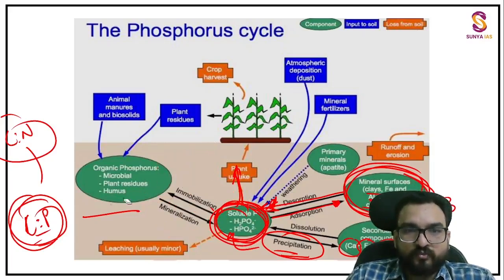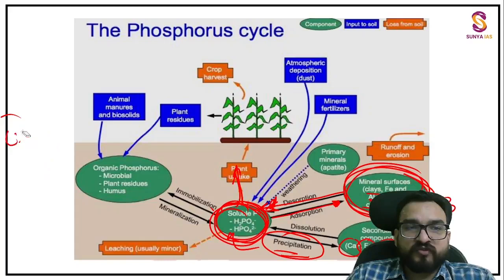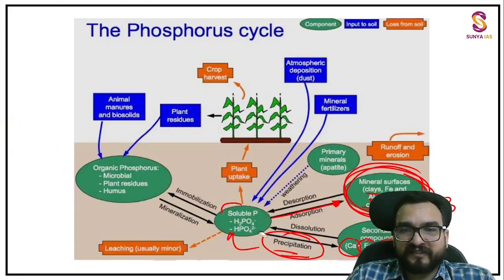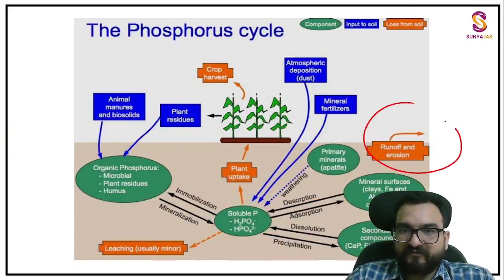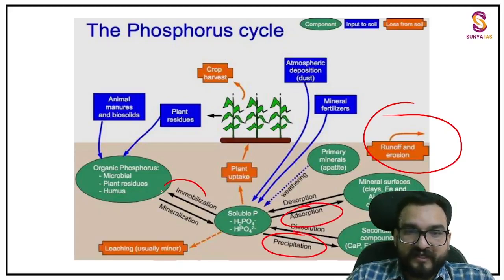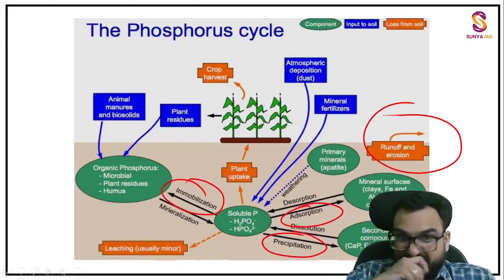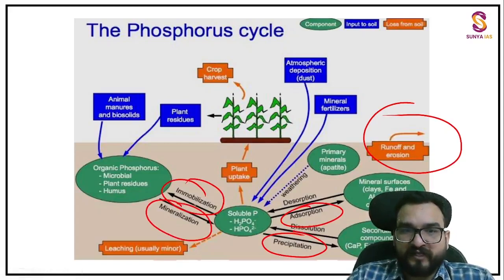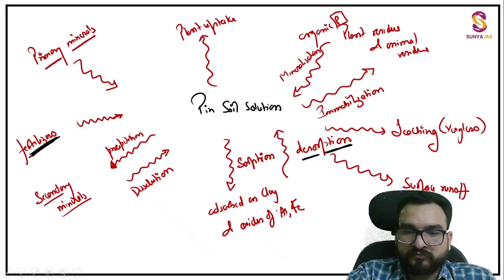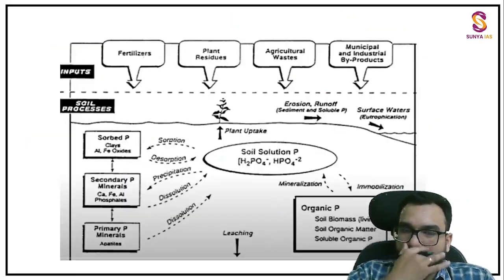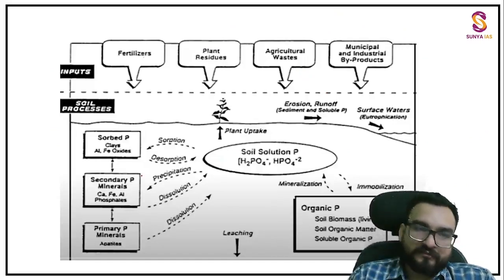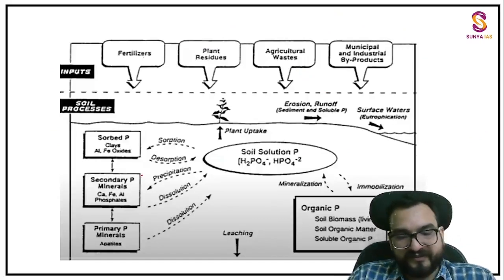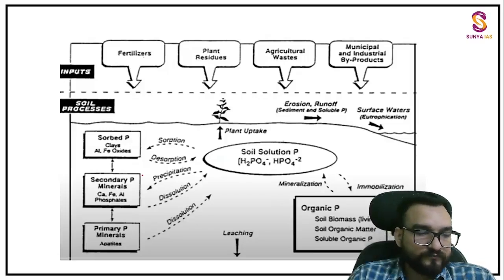So if I ask you what are the ways in which phosphorus is getting lost from the soil, guys, tell me. First of all, very easy, runoff. Second, precipitation, adsorption and immobilization. What is adding phosphorus for the plant? Addition is happening because of mineralization, desorption and dissolution. Now you see this particular diagram. I hope this is also clear. Very important, guys. This you have to understand. I hope this is easily understandable now.